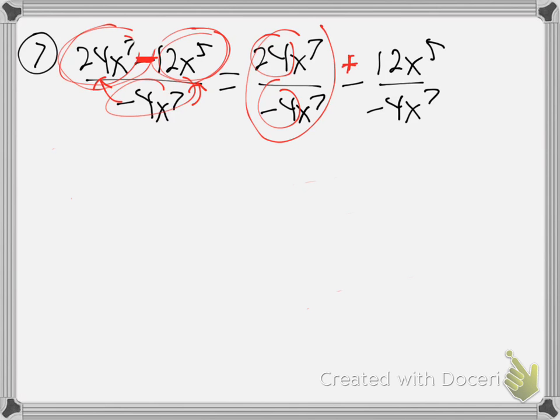So we have this fraction and this fraction. There's no plus there. Two separate. Okay, now we divide them in front. 24 divided by minus 4 is minus 6.